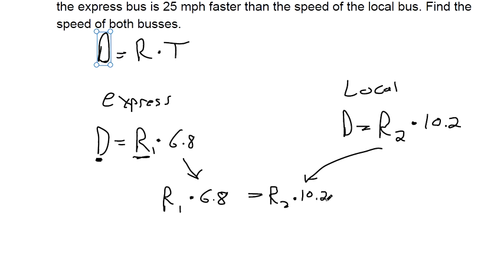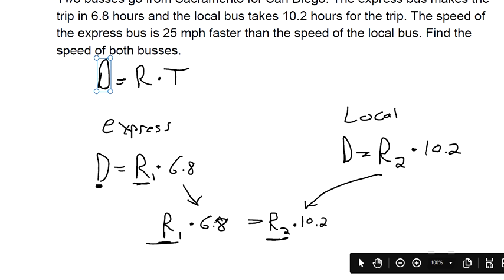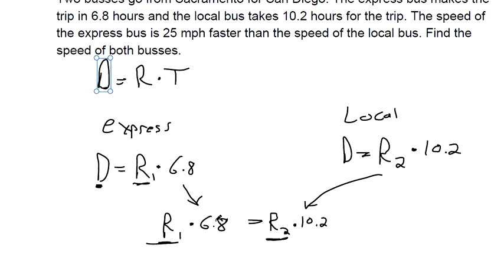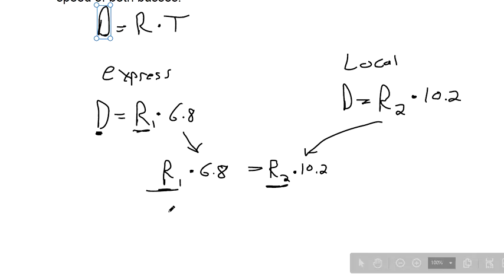Now these are actually two different variables. It's the letter R, but it's R sub 1 and R sub 2. These are two different rates, so we can't solve this equation. You can only solve an equation when there's just one variable, one letter. What we can do is a little modification though, because the express bus is 25 miles per hour faster than the speed of the local bus.